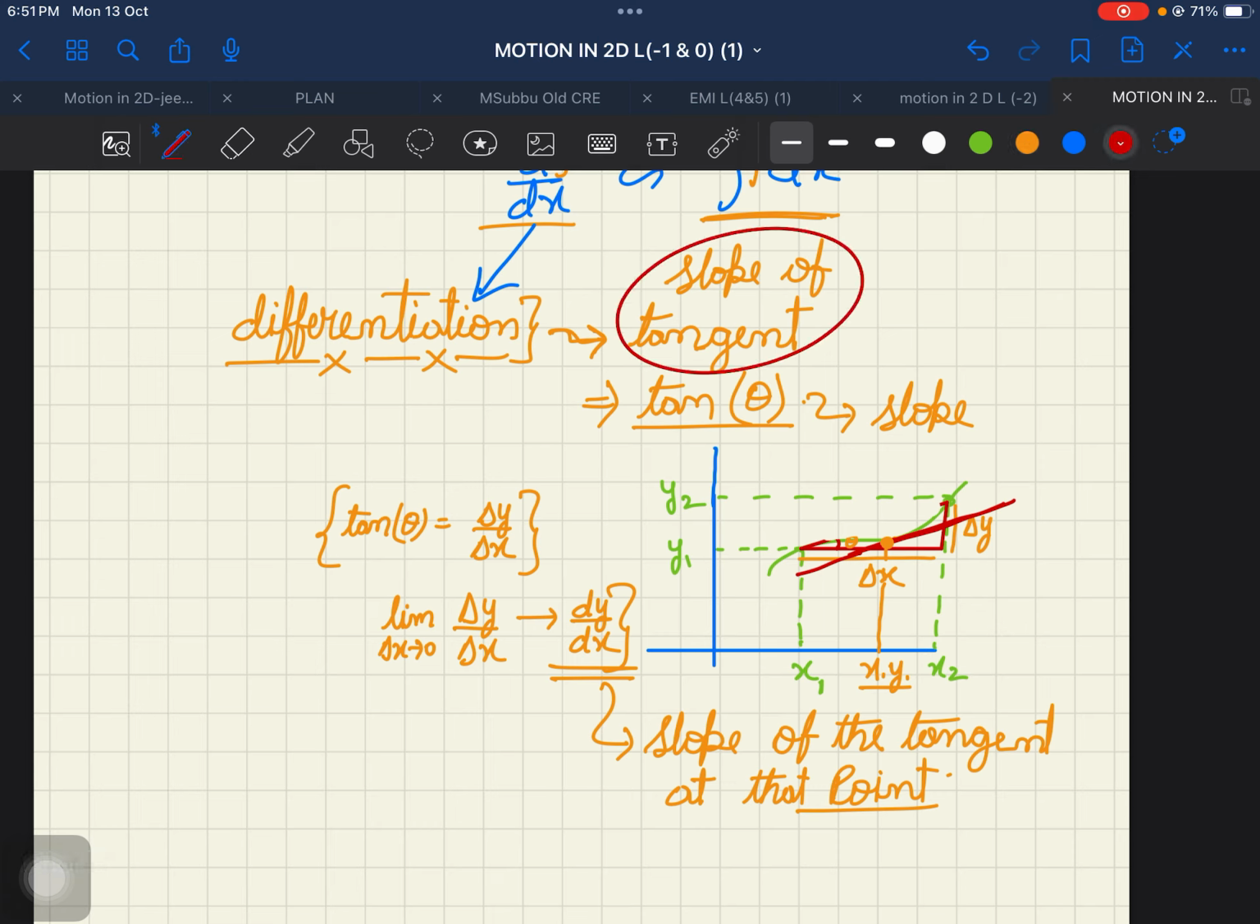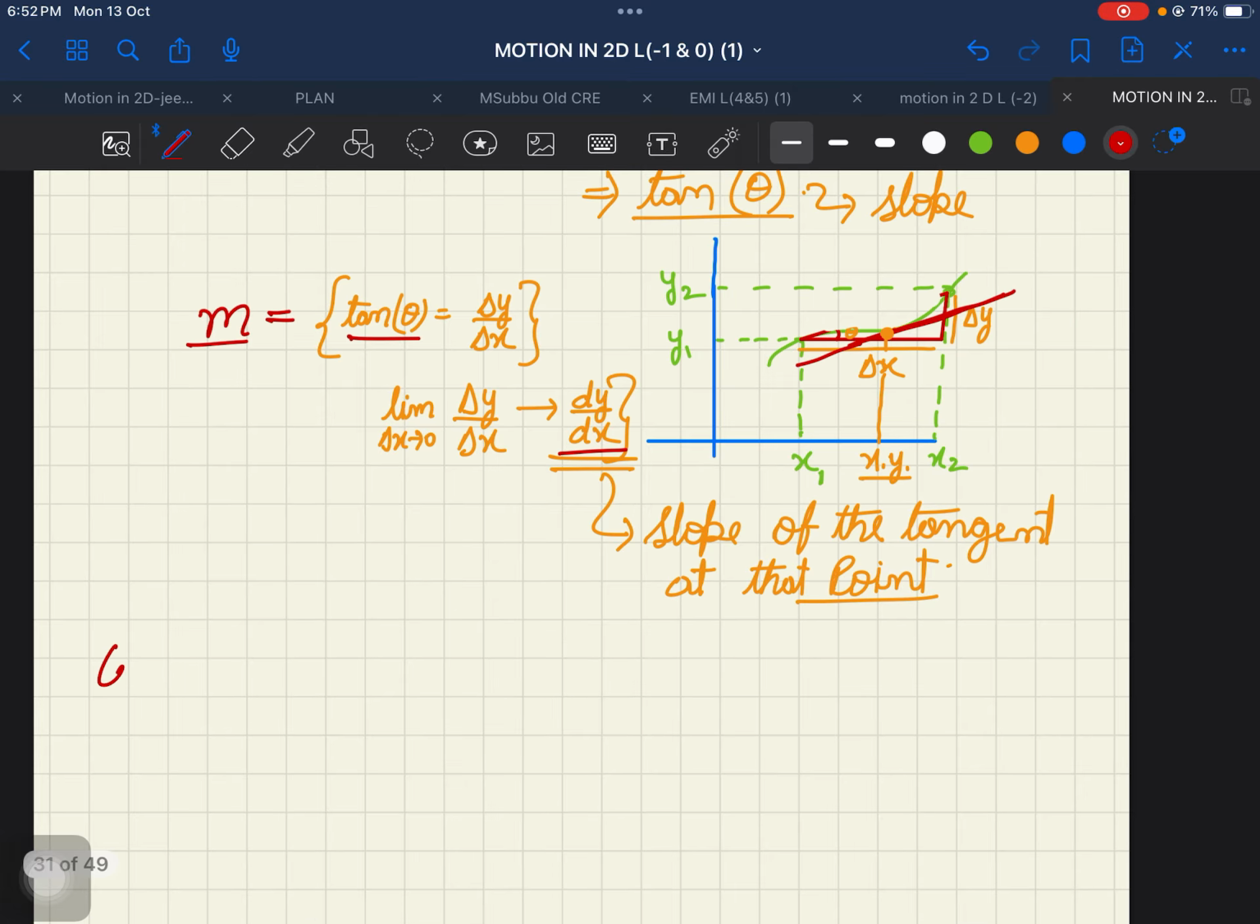Let me make it simpler for you. It is denoted by m, small m, right? You have studied this in your 10th class mathematics. So this is slope, m is equal to tan theta is equal to dy by dx in this case. So let me conclude that. Conclusion, very simple.